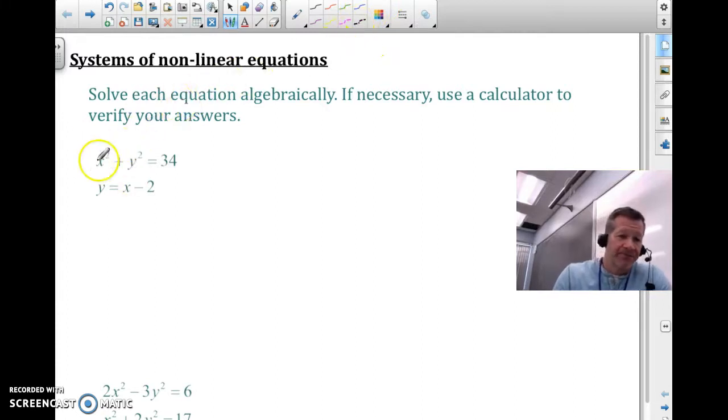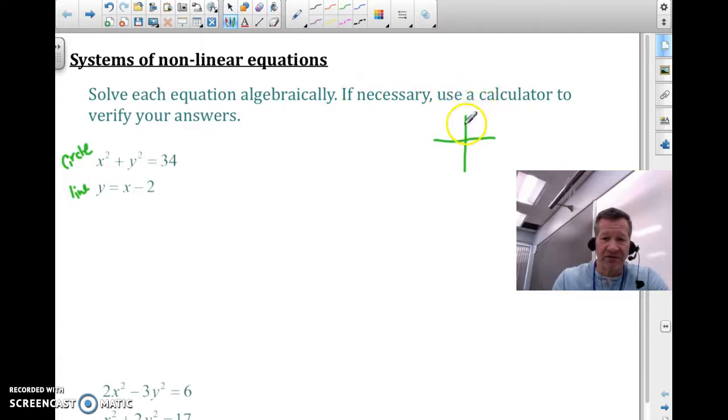What I have here, x squared plus y squared equals 34. This is a graph of a circle with center at the origin and a radius that is the square root of 34, while this is a line with a slope of 1 and y-intercept of -2. If I were to graph this, and I could do this on my calculator if I solve this for y also, it will kind of look like this. You'll get this circle with a radius of almost 6, and then y equals x minus 2 will kind of come through like that. So you'll notice there's going to be two solutions to this equation.